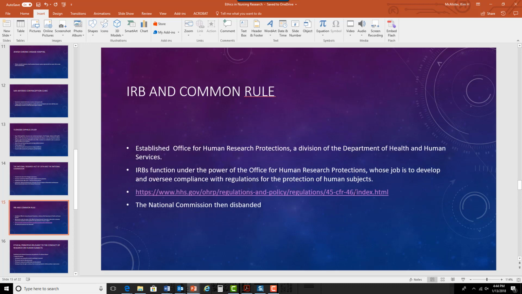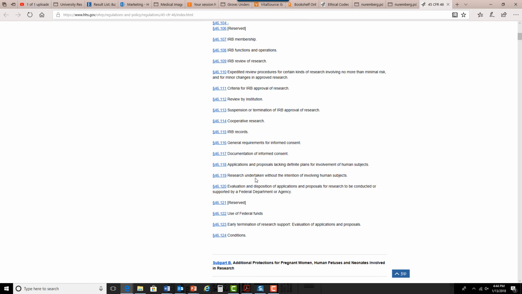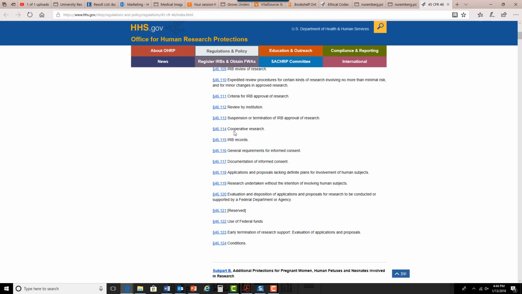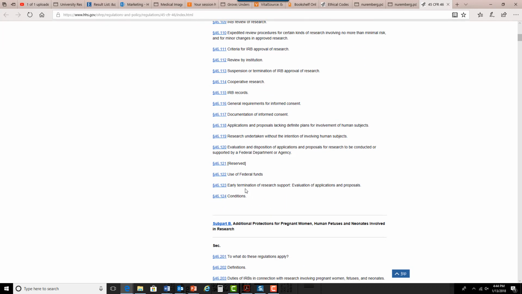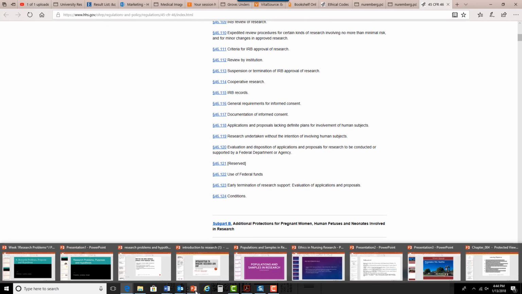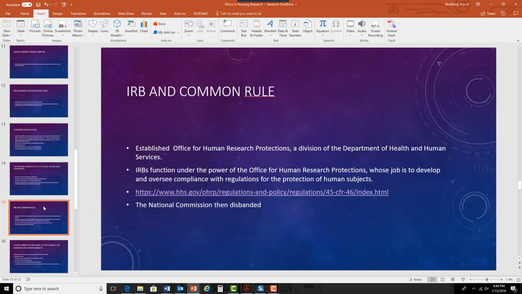So again, this established the Office for Human Research Protections, which is part of the Department of Health and Human Services. And if you want to know more about the policies and regulations, you can click on this link and it will take you there and give you all kinds of information about IRB, how to document informed consent, what the requirements are. Here is the criteria for IRB approval and IRB membership, so on and so forth. So there's a lot of information there for you if you're interested in conducting research and want to know more about that.